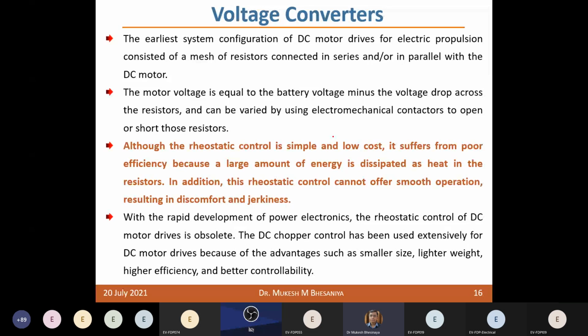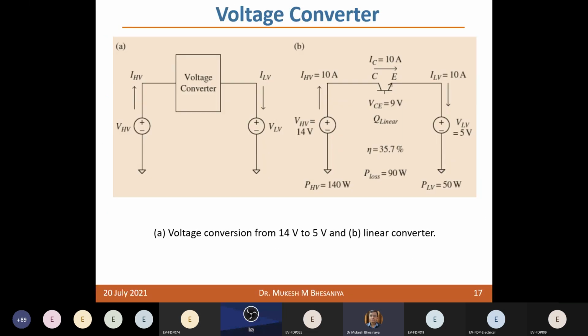If you see, this is one simple voltage converter. You have some input voltage here, which may be a higher voltage, and on the output side you have a lower voltage. You are regulating this voltage with the use of a converter. This can be of any form. As I already mentioned, either you use series-parallel connections of resistance, or you go for transistors and operate the transistor in a linear region.